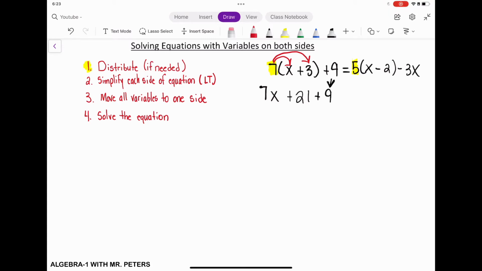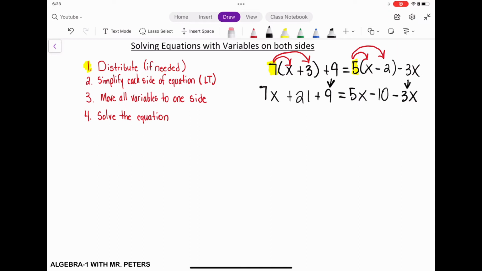So now we go on the other side of the equation, and we're going to do the same thing with 5. We're going to multiply it by x and multiply it by -2 because that's what's inside the parentheses. And once we do that, we're going to get 5x minus 10, and we're going to bring down our minus 3x, right? Okay, so we've distributed so far.